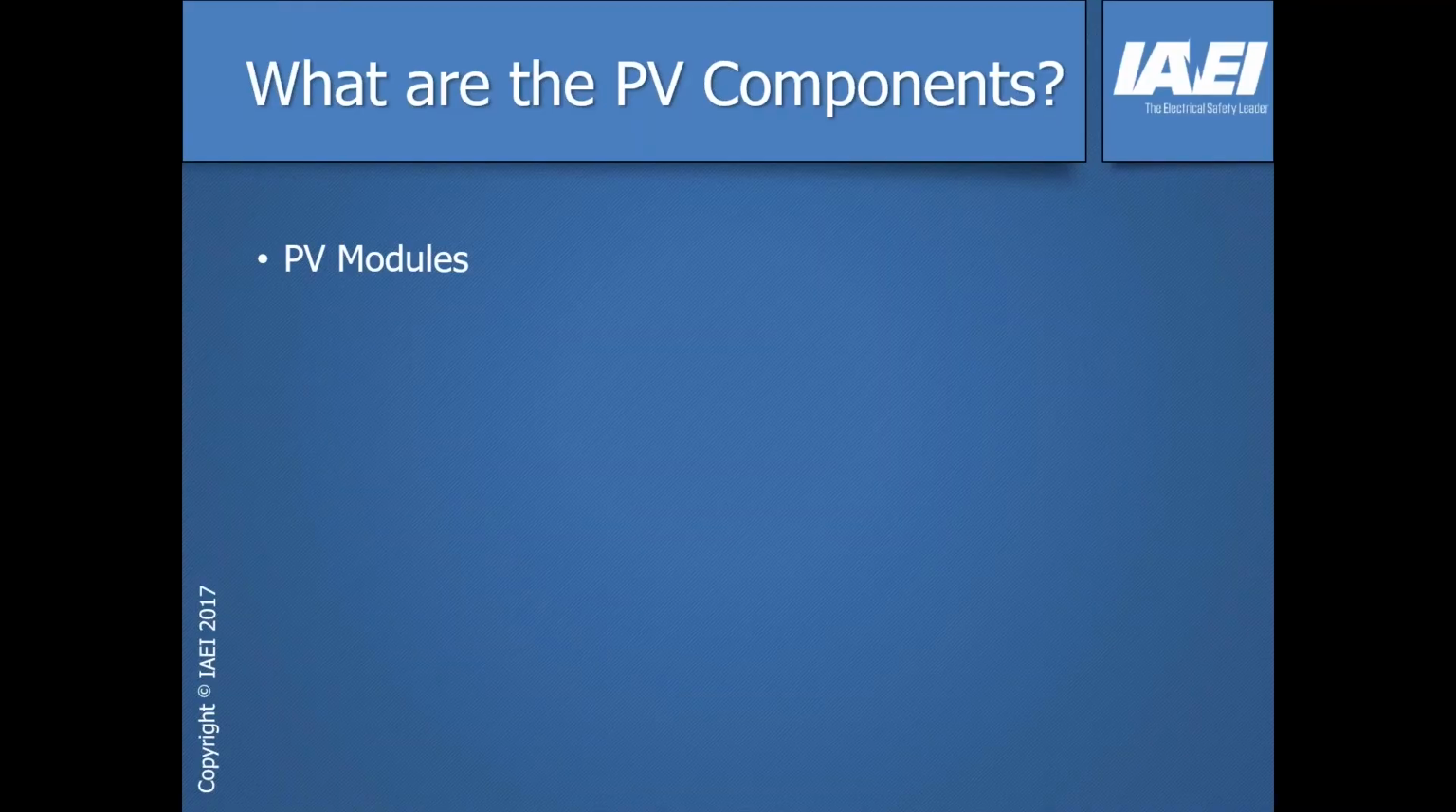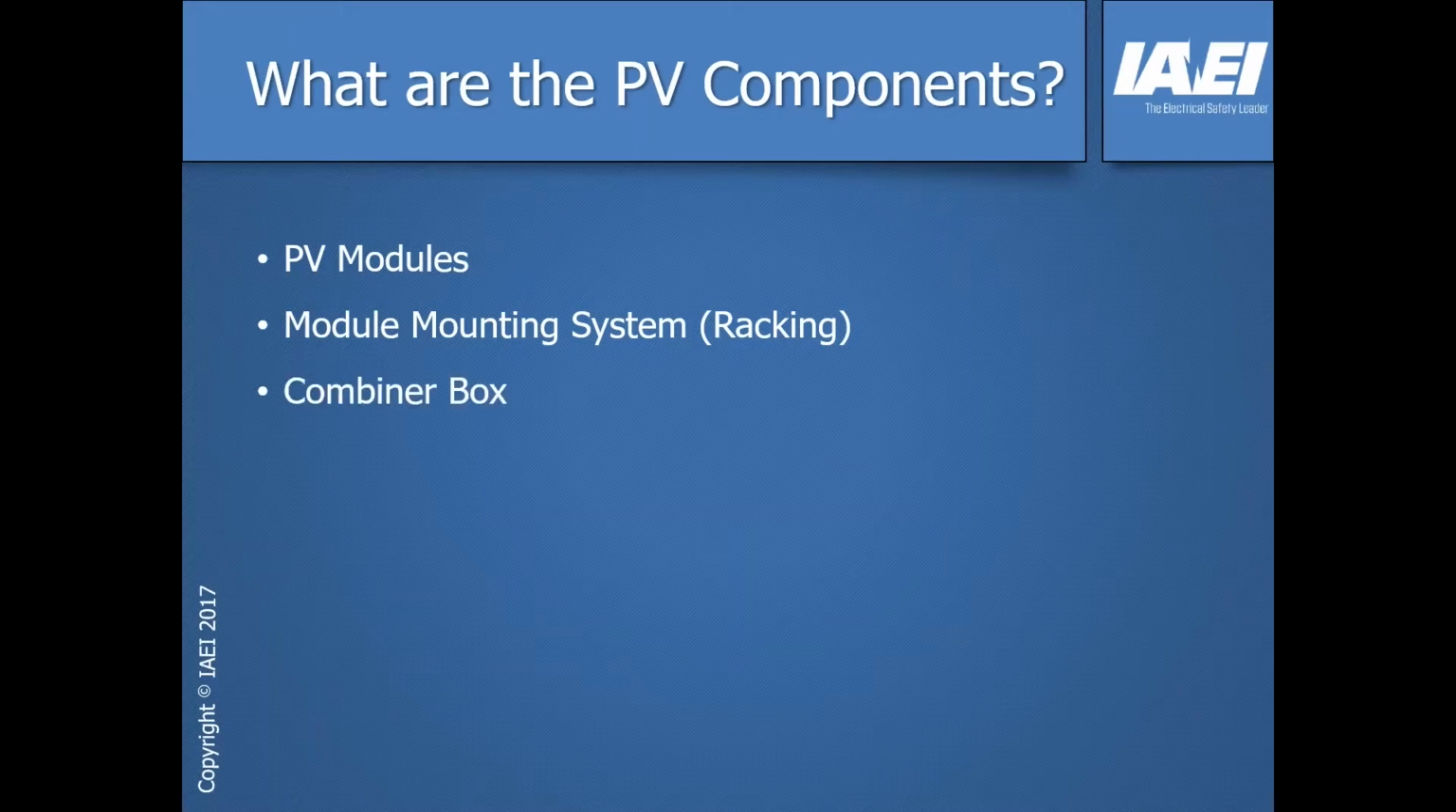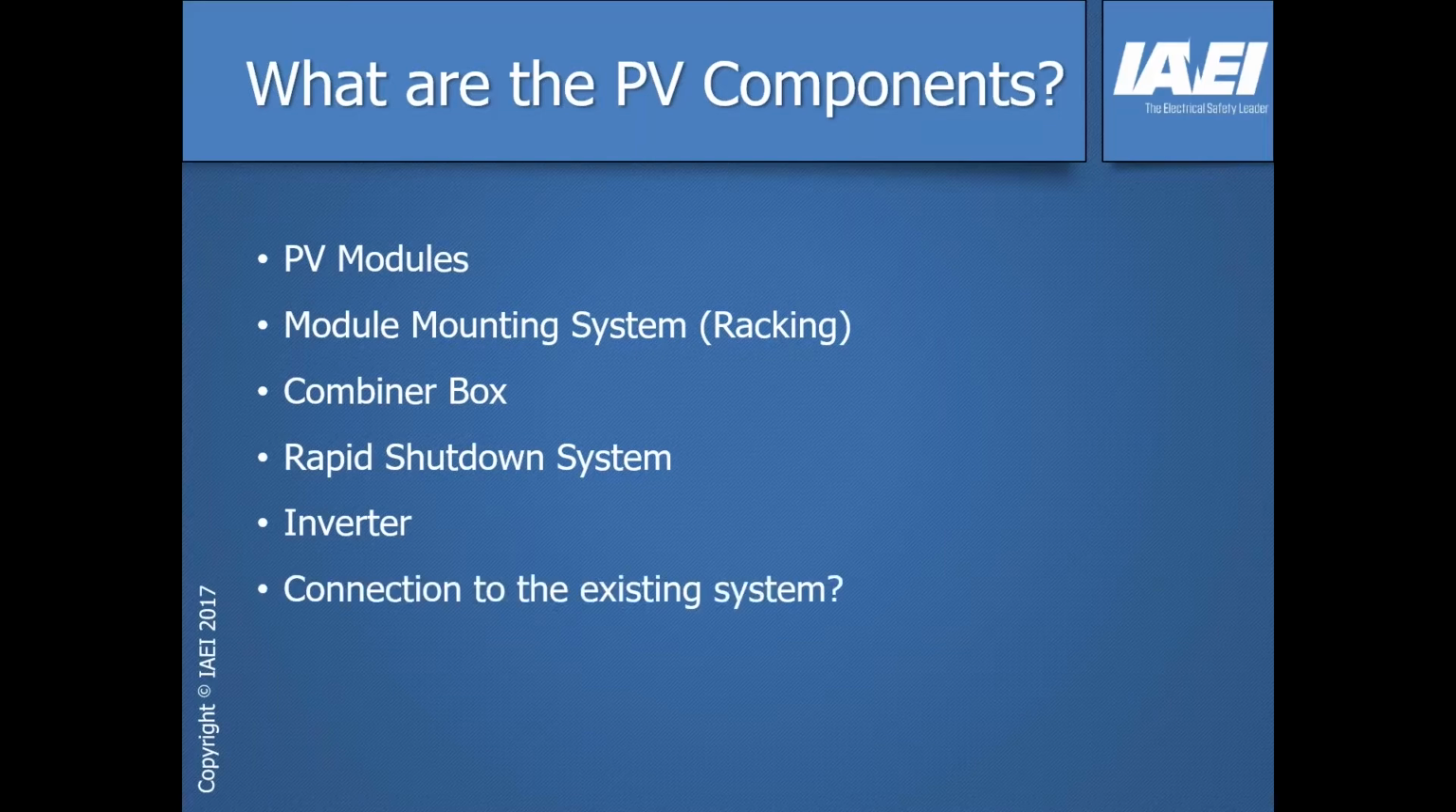So what are the components? What are the ones we're going to look at today? PV modules, the module mounting system, sometimes called racking. That's a major element, kind of the heart of the system, really. We'll cover combiner boxes, though they're very rarely used on residential systems nowadays. We'll talk about the rapid shutdown system, the inverter, and the last bullet point there, connection to the existing system.